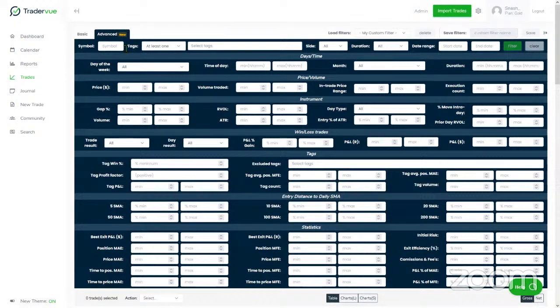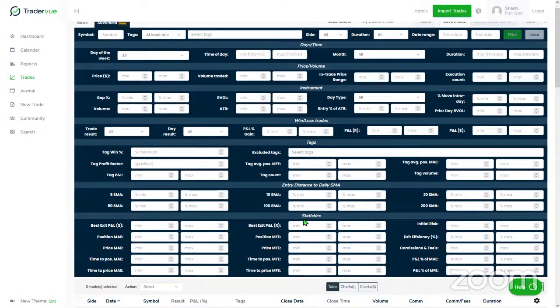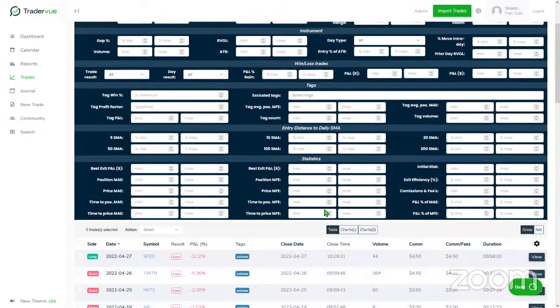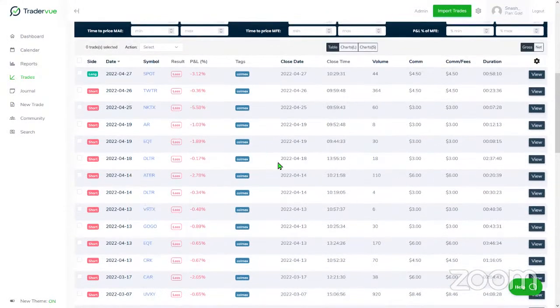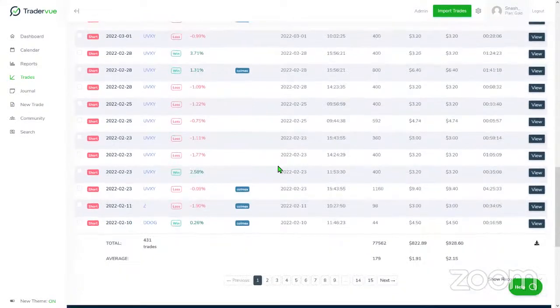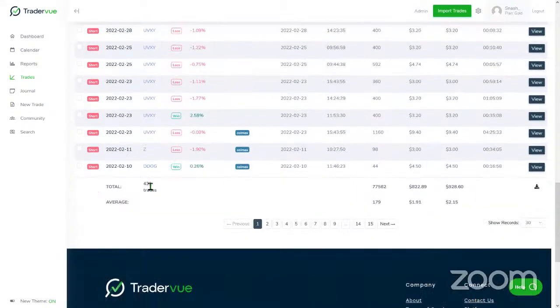If we click here on the advanced tab, you can see that it says new. Before we were only able to filter by the basic filters. Now we can filter by multiple criteria such as days, times, price, volume, instrument, win-loss trades, tags, entry distance to daily SMA, and some more specific statistics. If we scroll down, we still have the trade section. We have the trade table here. And if we scroll down, we can see we have 431 trades.